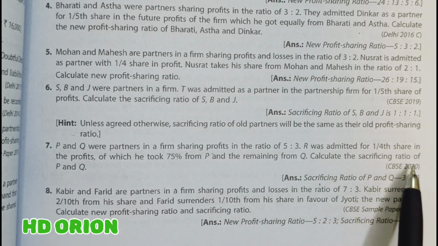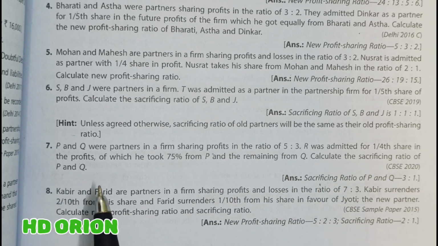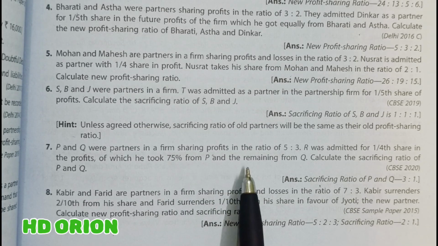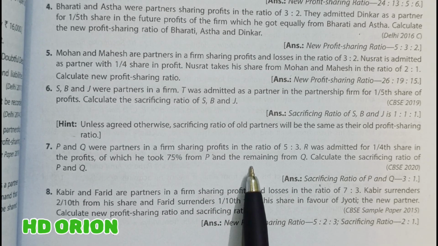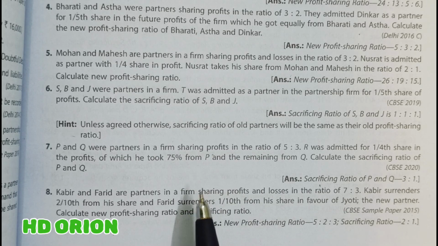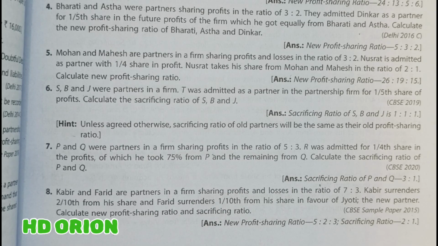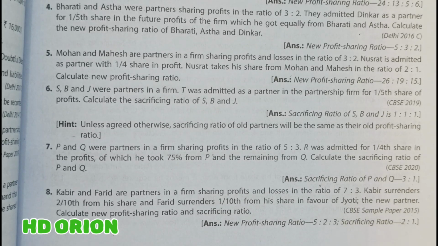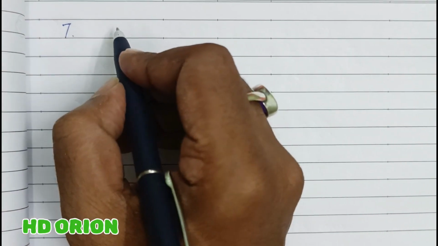Calculate the sacrificing ratio of P and Q. So we can directly calculate from 75% and 25%. 75% and 25% is the sacrificing ratio, that is 3:1. Here you will get 3:1. Let us see the solution. Question number 7.